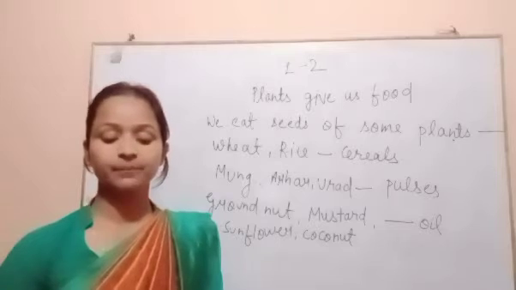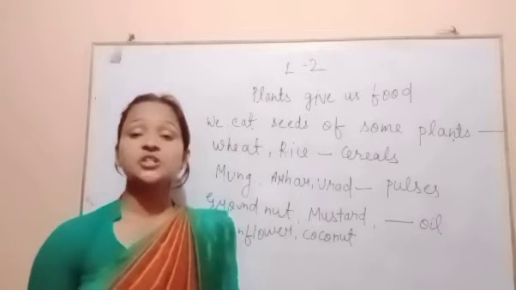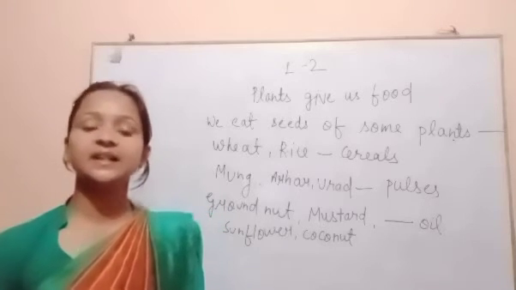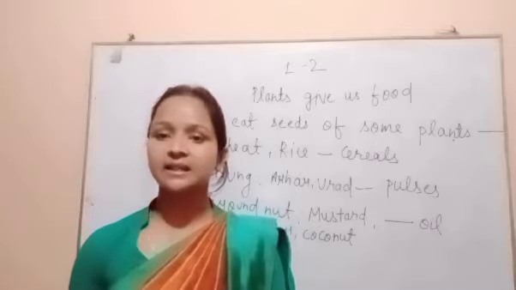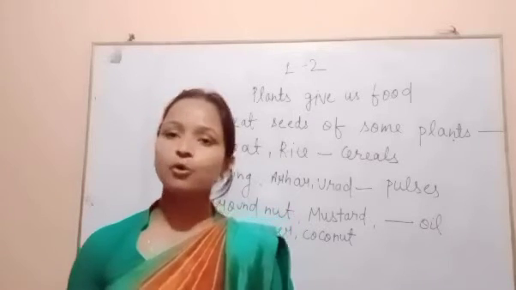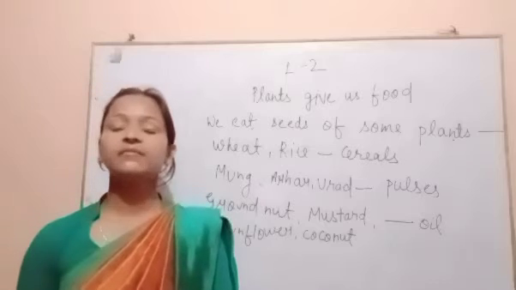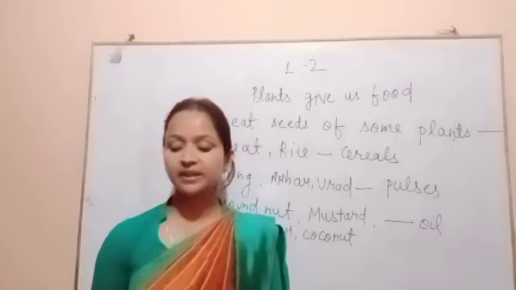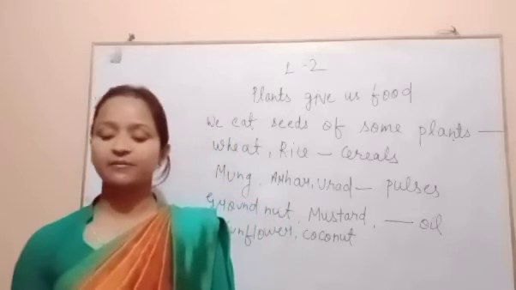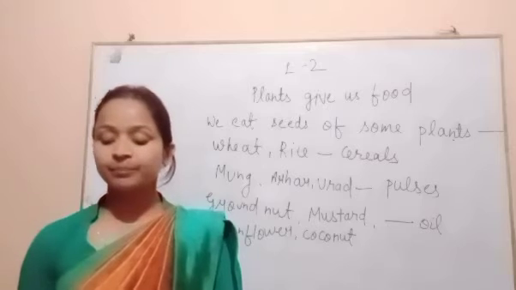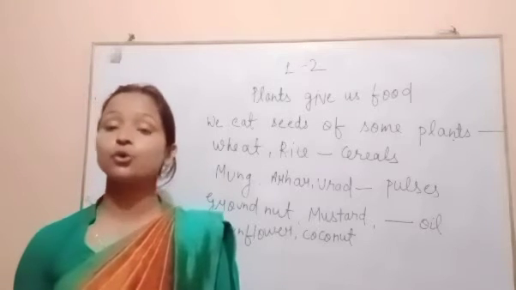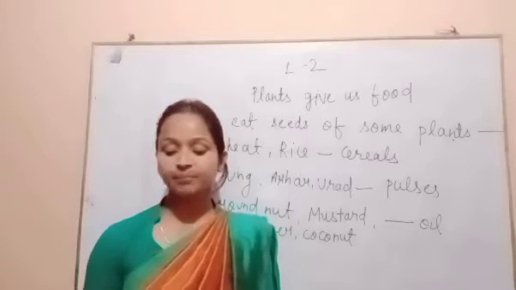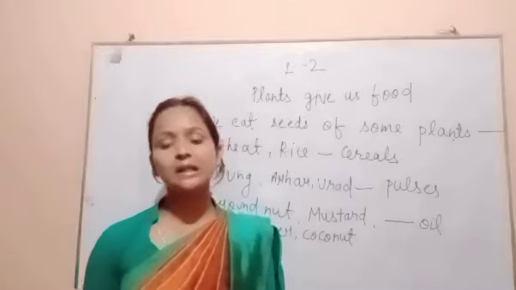Now, what have we learned in this chapter? You have learned that plants are the chief sources of food. Some plants have food stored in their leaves. Some plants have food stored in their stems, some in their roots, and some in their fruits. Some plants are edible in all their parts.